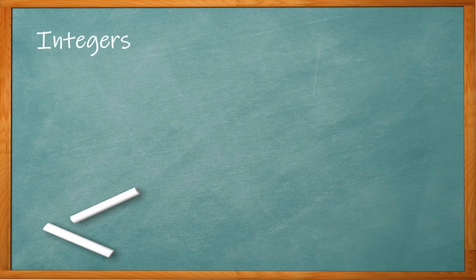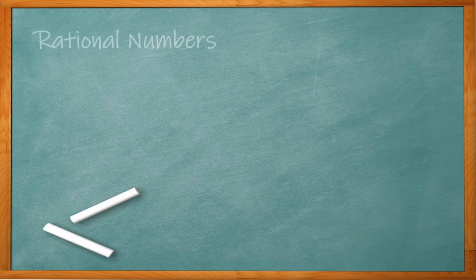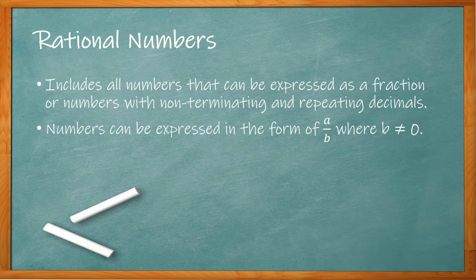Under real numbers, we also have integers. This includes whole numbers, not a fractional number, that can be positive, negative, or 0. For example, -3, -2, -1, 0, 1, 2, 3, and so on. Another subset of real numbers is rational numbers. This includes all numbers that can be expressed as a fraction or numbers with non-terminating and repeating decimals. These are numbers that can be expressed in the form of a over b, where b is not equal to 0. Examples are 1/3, 5, -9, 0.15, 0.12 with a bar.